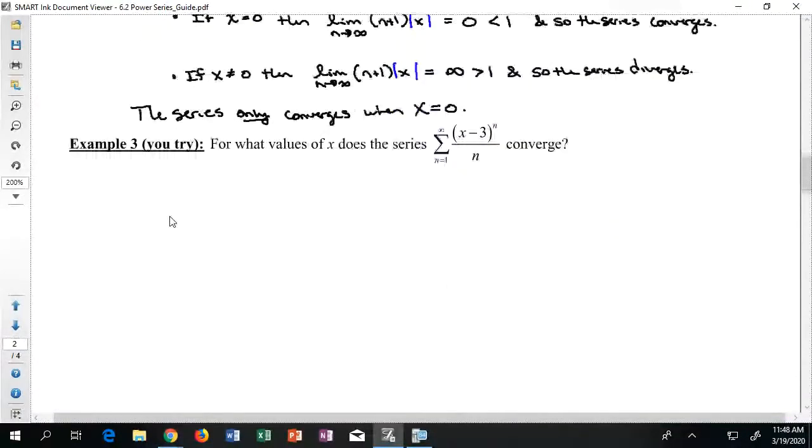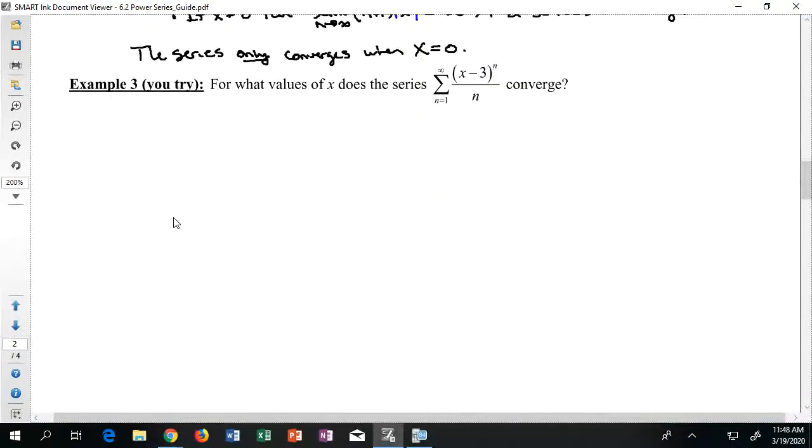All right, here we're going to take a look now at example 3. For what values of x does this series converge? Now again, like what I did up above, I'm going to think about what polynomial I actually have here shaping up. So let's see what happens when I start by plugging in the number 1.